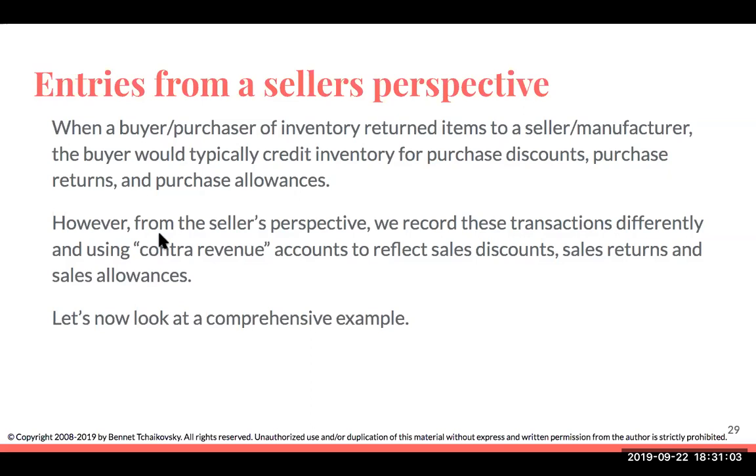The reason we do this is that we can't really directly debit sales revenue when we have sales discounts, returns, and allowances. We generally leave the sales revenue as it is, and then we're going to be using these contra revenue accounts to reflect any types of discounts, returns, and allowances for a seller.